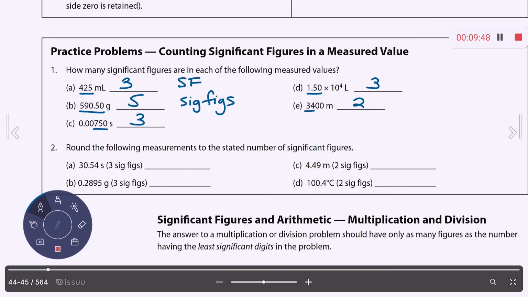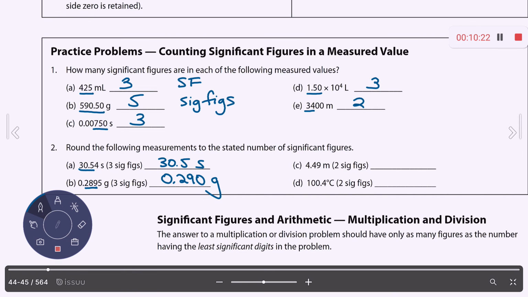Okay, now, for rounding, for 2A, they want us to round to 3 sig figs, so I'm going to underline the 30.5. Since after the 5 is a 4, the 5 won't round up. So this would be 30.5 seconds with 3 sig figs, okay? For B, if I want 3 sig figs, I would underline the 289. The 5 after the 9 will make the 9 round up to a 0, which will make the 8 round up to a 9, right? So this would be 0.290 grams.